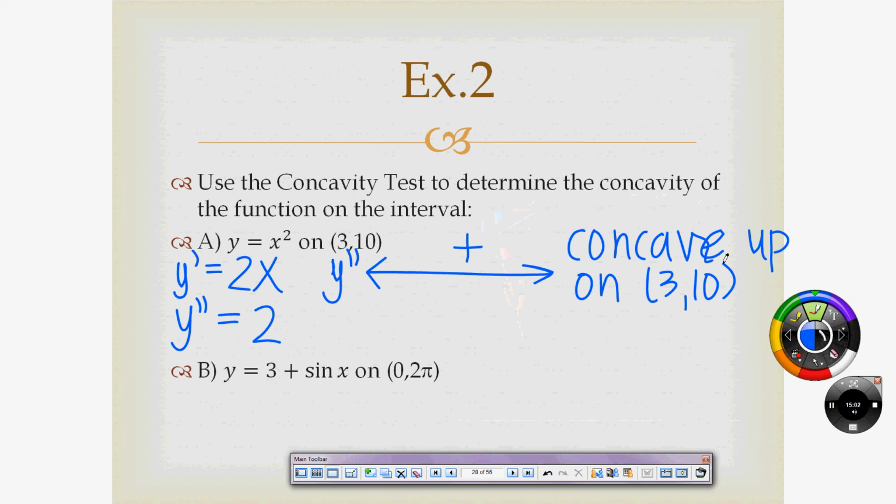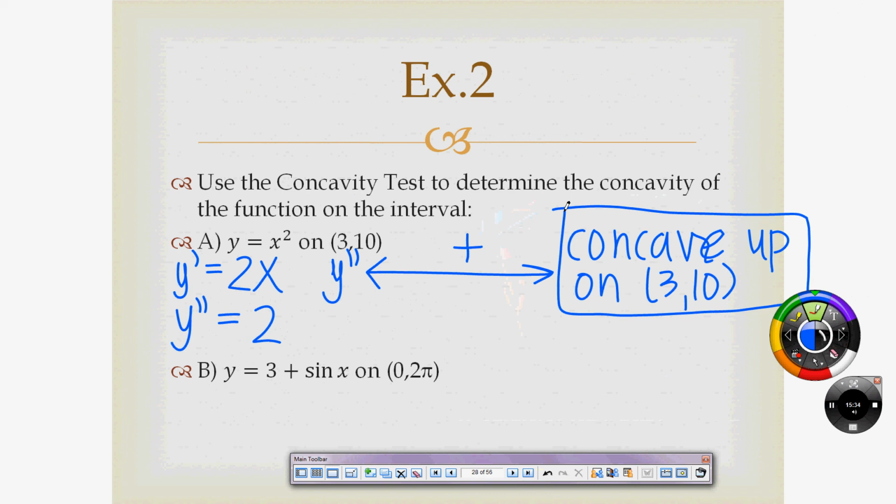So any questions on part A? That one wasn't too complicated. And let's just make things a little more complicated and throw a trig function in there somewhere. So let's do part B. Y equals 3 plus sine x on the interval from 0 to 2 pi. That's also important if you think about a sine graph, because 0 to 2 pi is going to be one period of the graph, but we know it keeps going over and over again, so it may have some changes elsewhere if we look outside that interval.